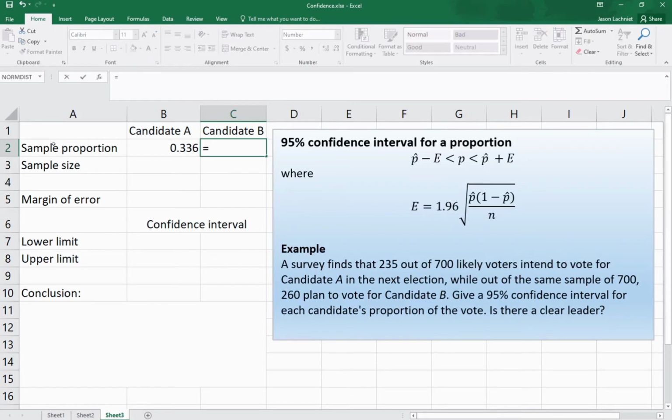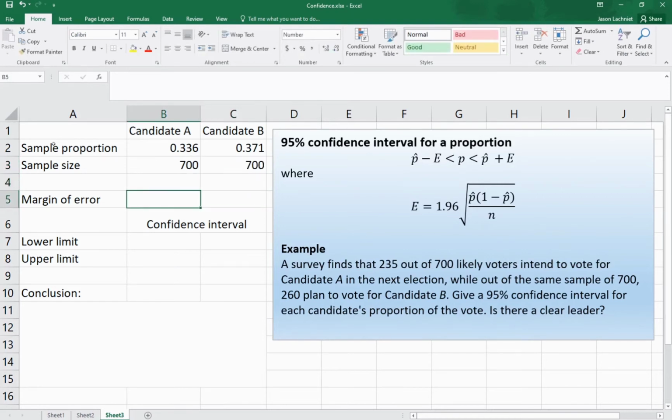Do the same thing for candidate B. Candidate B, we've got 260 out of that same sample size, 700. So 0.371 is our sample proportion, or about 37.1%. If we look just at those point estimates, 33.6% versus 37.1%, it would appear that candidate B has a lead of a few percentage points. In both cases, we had the same sample size of 700.